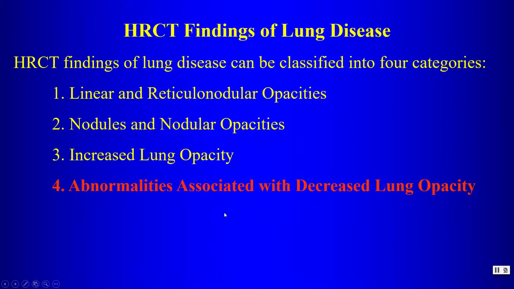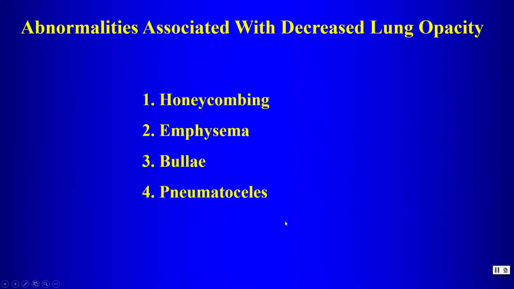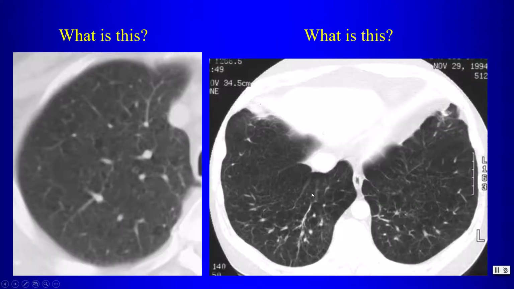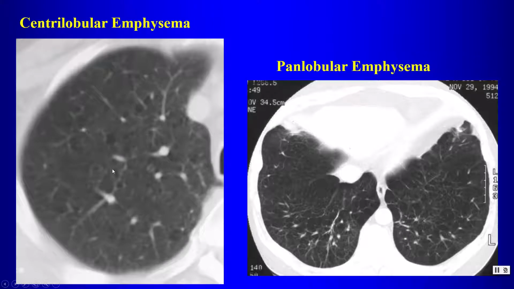So let's move on now to abnormalities associated with decreased lung opacity. So again, some vocabulary terms you need to be familiar with: honeycombing, emphysema, bullae, pneumatoceles, cysts, bronchiectasis, cavitary nodules, mosaic perfusion, and air trapping from airway disease. So if I show you these images, what is illustrated here? Of course, this is an example of centrilobular emphysema.